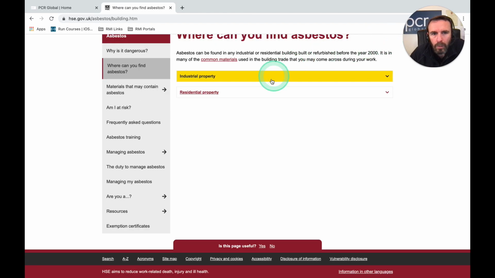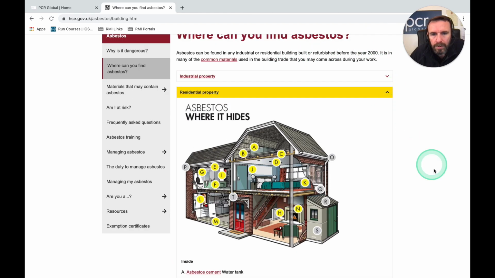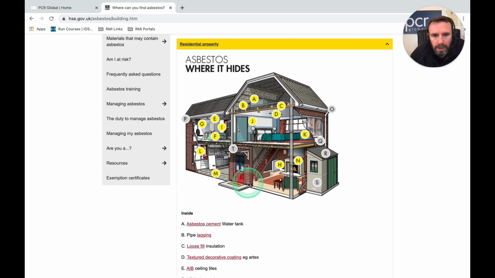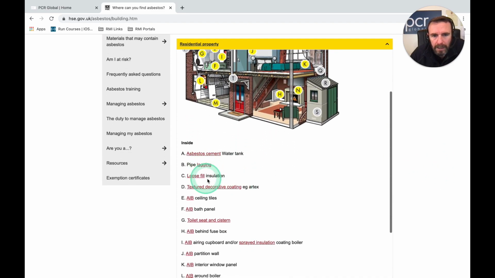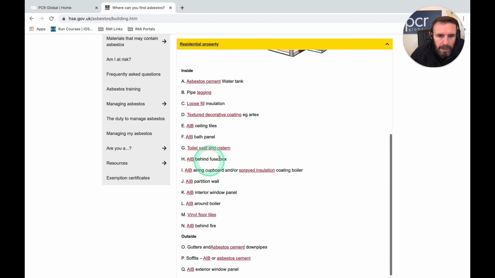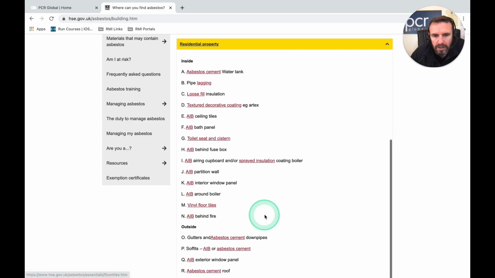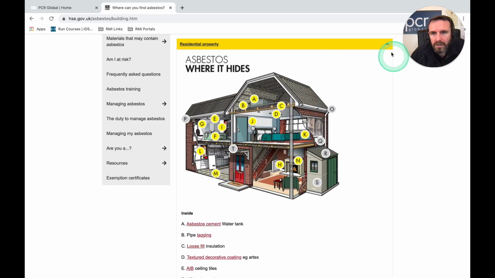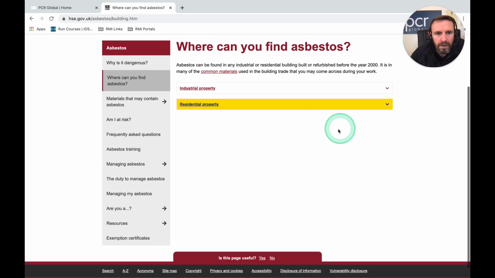What about at home? Residential properties. So again, here we can see a number of areas where it would be at home. So we have pipe lagging, loose fill insulation, textured decorative coatings like Artex, asbestos insulating board on ceiling tiles, bath panels, toilet seats, behind the fuse box, vinyl floor tiles. There are many, and this HSE website is a fantastic source of information.